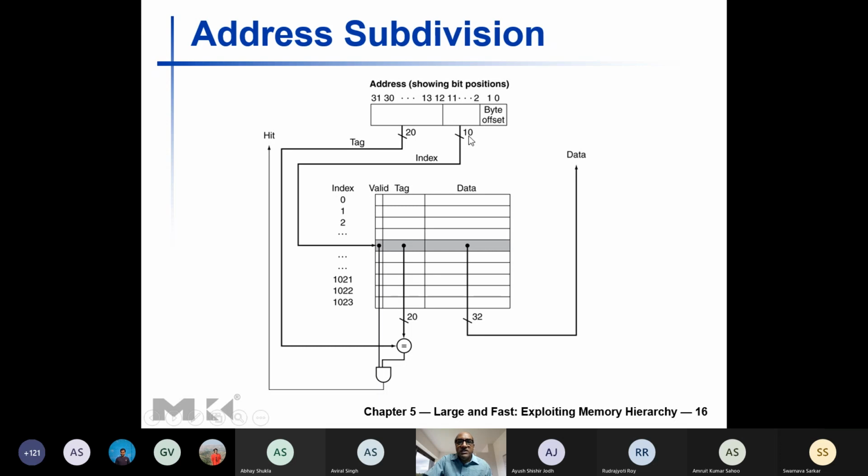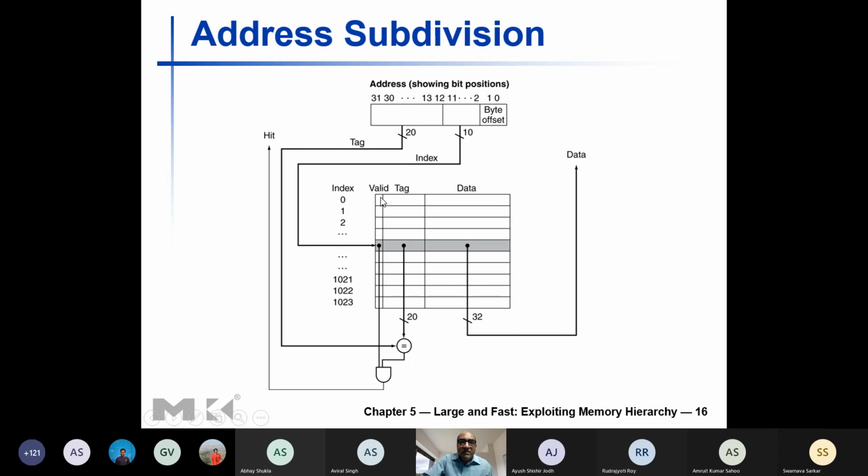Using this index, we directly go to a specific location in the cache, and at that location we check the block, which has some tag number, to see whether this tag number is the desired one or not. So the tag number stored in the cache is compared with the higher order 20 bits of the address generated by the CPU. If both match, it means that the word that is required is present in the cache, so it generates one.